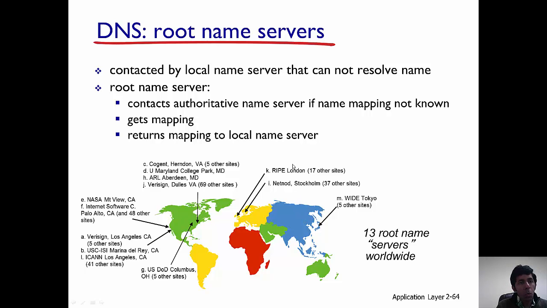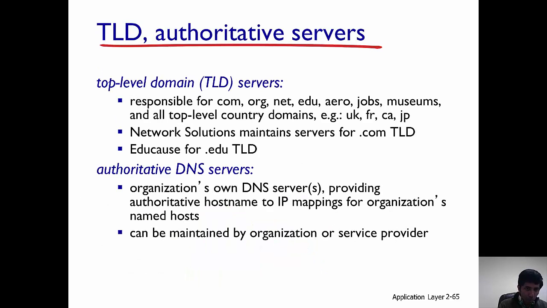So what the root DNS server is going to do is return the name of the top level domain name servers. Okay, so as I mentioned, the top level domain name servers, or the TLDs, are responsible for com, org, edu, net, and they're also responsible for country level domains like UK, FR, Japan, and so on.